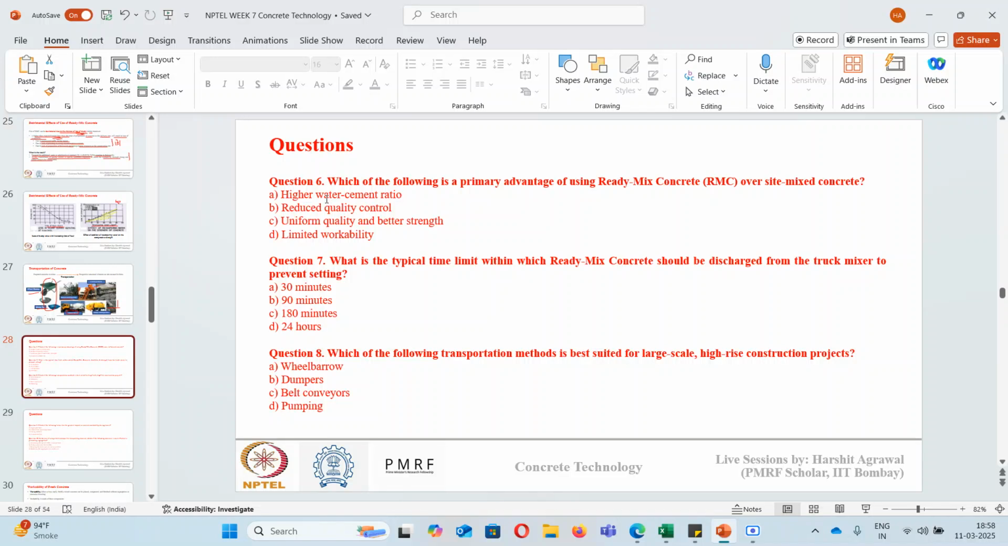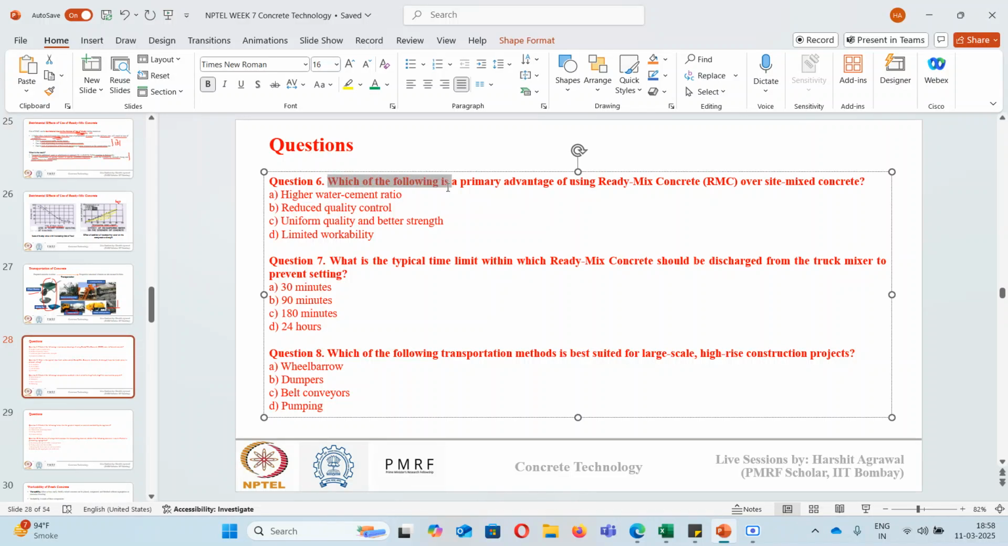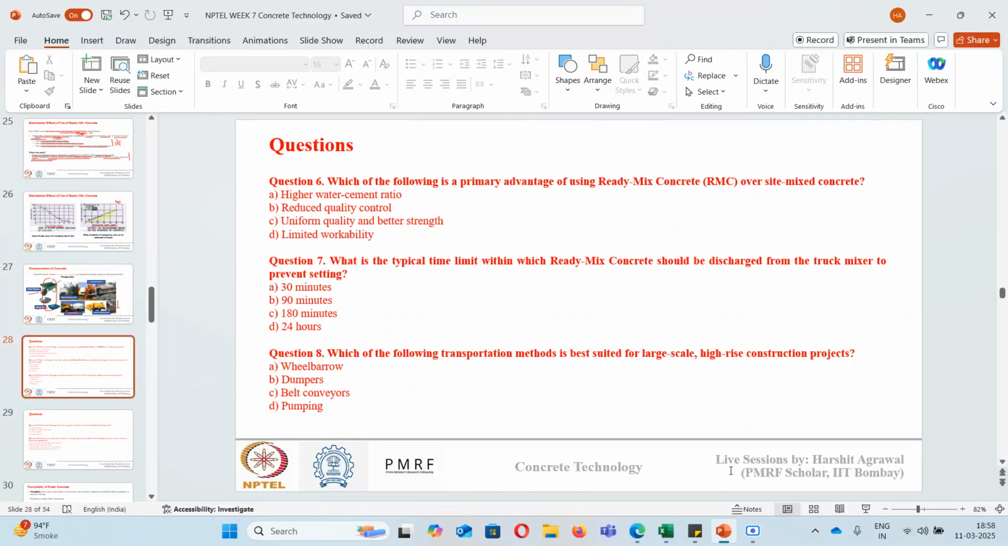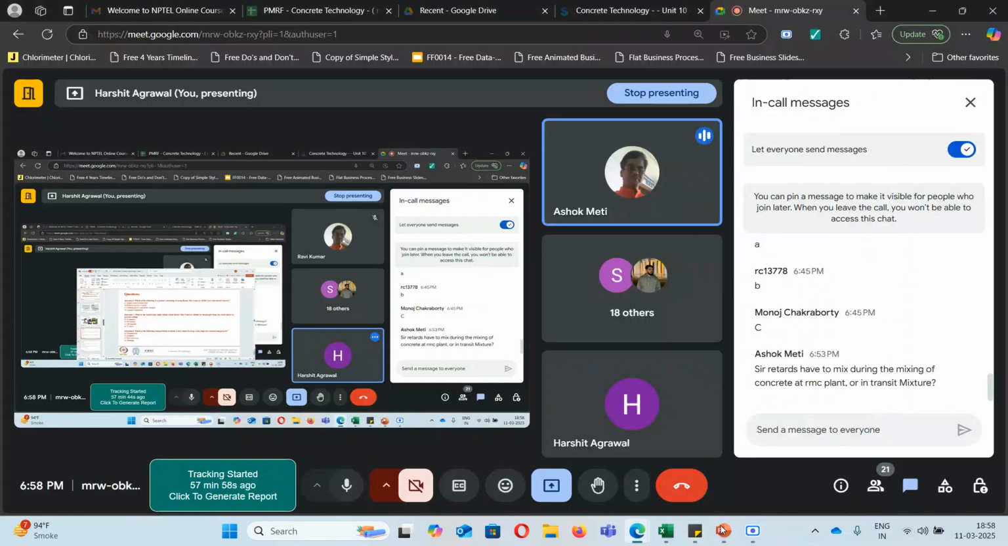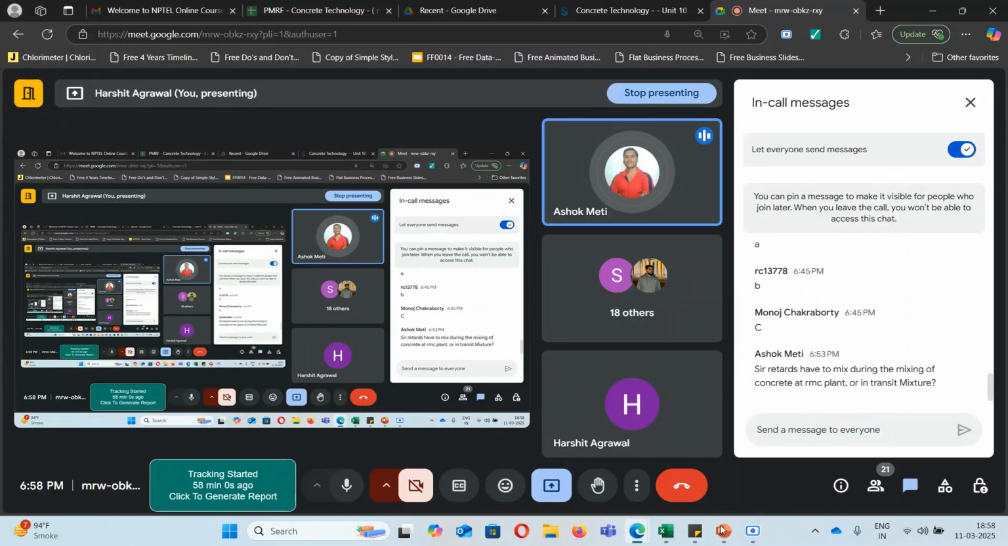Okay, can anyone answer the first question? Which of the following is the primary advantage of using RMC over site mixed concrete? Sir, according to this, most RMC plants try to avoid the use of retarders, right, sir?